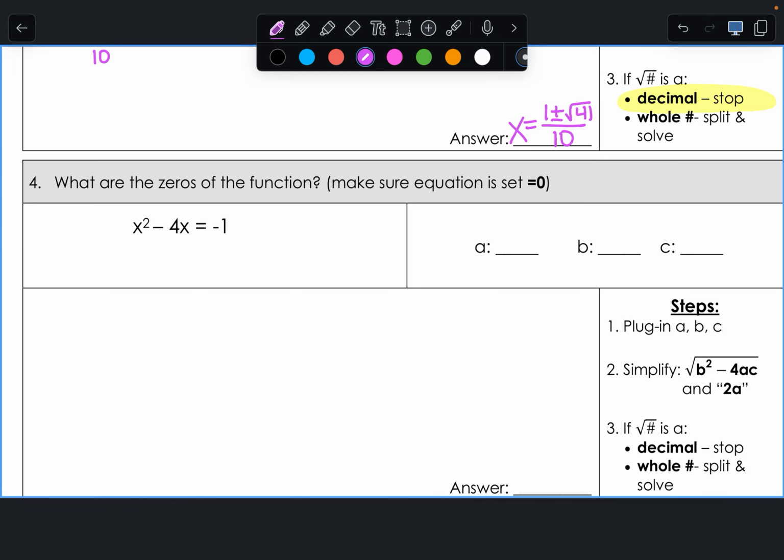What do we do to make it equal to 0? We add the 1. You get x squared minus 4x plus 1 equals 0. What is A? 1. B is -4, and C is positive 1.